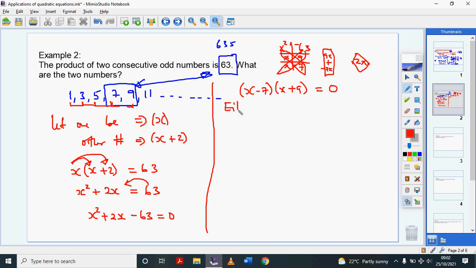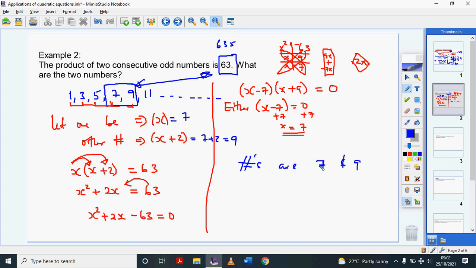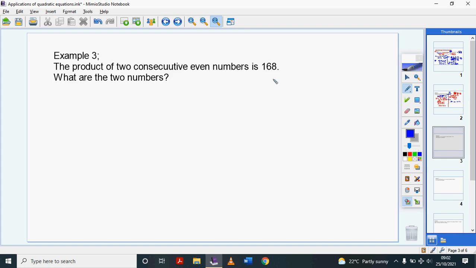x minus 7 and x plus 9 are equal to 0. So then I'll say either x minus 7 is equal to 0, and when I add 7 to both sides, I'll have x is equal to 7, right? And remember, all you need to do is get one of the numbers, because if you've got that x is equal to 7, then the next number has to be 7 plus 2, which is automatically 9. So then you just say my numbers are 7 and 9. Like I said at the beginning, this is easy to do because you can see that the product has to be 7 and 9. But you will get questions where the numbers are big and it's difficult to think about them, right?